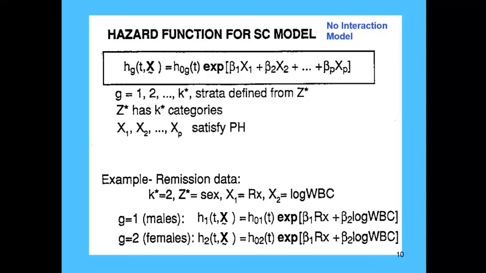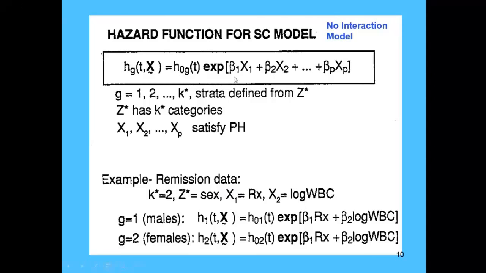So one of the things you have to do when you're doing a stratified Cox model is make a decision as to which of these two forms of the model is appropriate. Of course, the no interaction model is easier. It's easier to deal with, it's easier to run and all of that, but it may be that you should have interaction. You should have an interaction strategy.